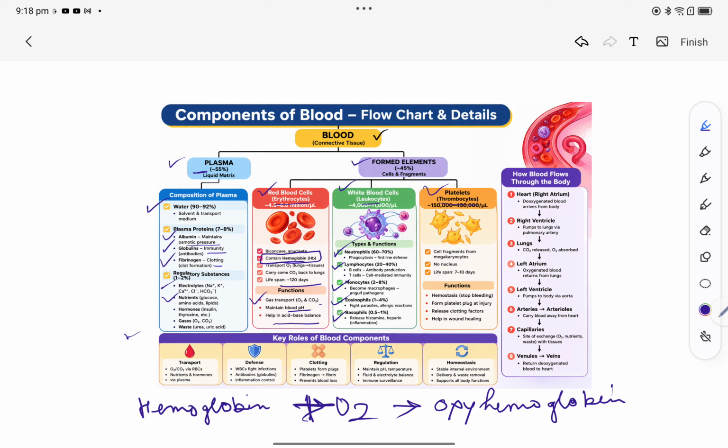And then we have thrombocytes or platelets, which primarily help us in blood clotting. They protect us against blood loss through blood clotting. So that was a very quick and easy conceptual video on blood. In my next video, I'm going to discuss red blood cells, white blood cells, and platelets in detail.